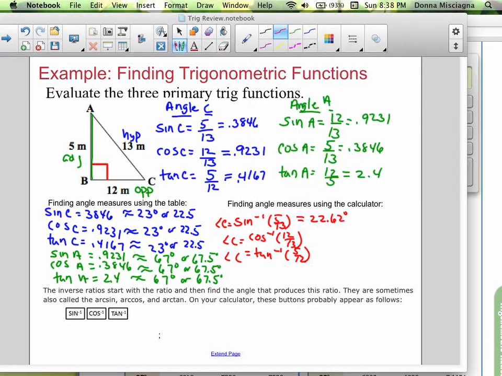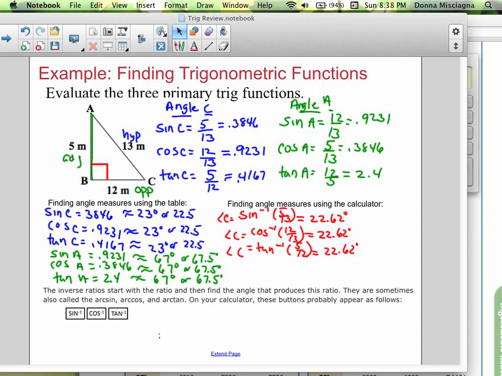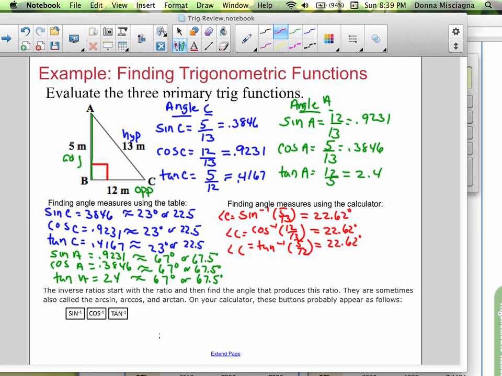So we can use any of our trig ratios to find the measure of an angle. The only thing that matters is we have the sides for that particular trig ratio. So if we know the opposite and hypotenuse, we can use arc sine. If we know the adjacent and hypotenuse, we can use arc cos. And if we know the two legs of the triangle, then we can use arctan. Let's do the same thing, but this time with angle A. Yeah, angle A is the other one.